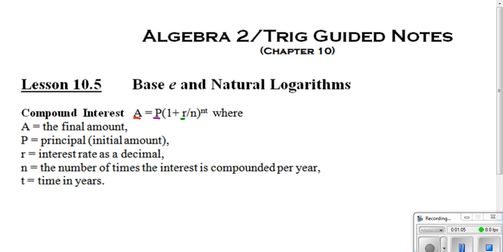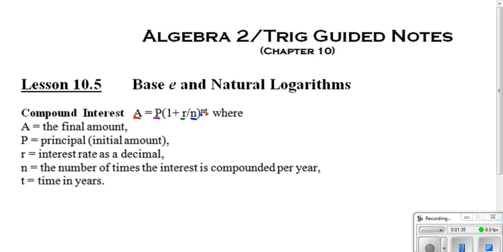N is the number of times the interest is compounded per year. By that we mean if it's compounded every year, then you only check it one time, so you just put a 1 there. If you check it twice a year, it would be 2. That would be semi-annually. And T is your time in years, how long you kept it in there. And actually, I guess that N shows up twice, there and there.